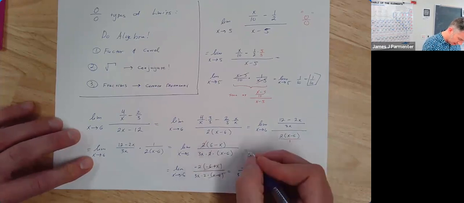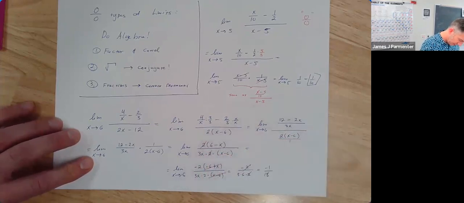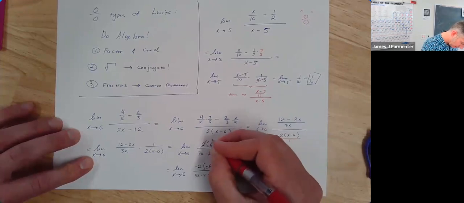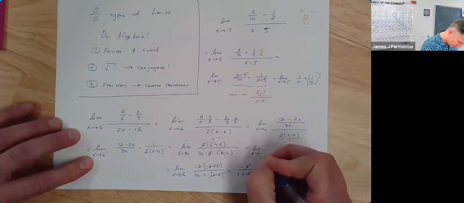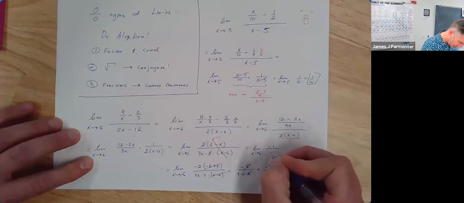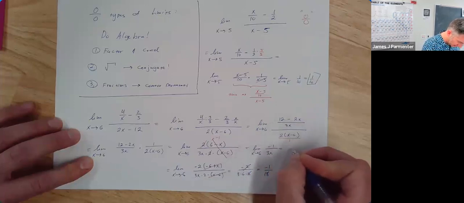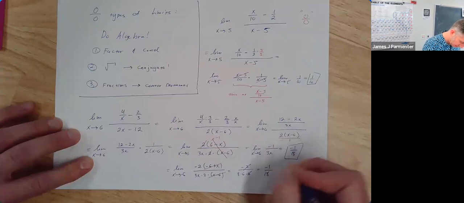Or here you can say, well, these are going to cancel. And when they cancel this way, they leave behind a -1. Then you have the limit as x approaches 6 of -1 over 3x. And when you plug it in, you get -1 over 18. Same answer either way.